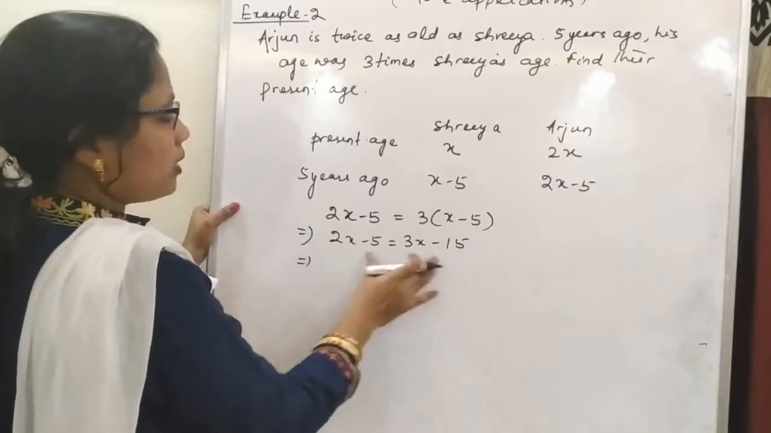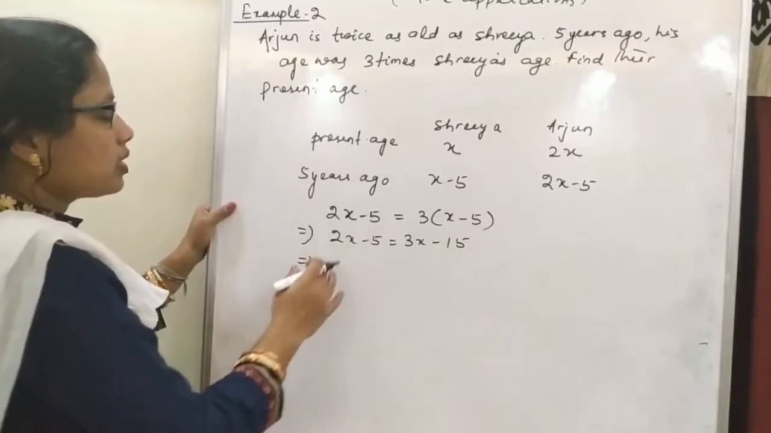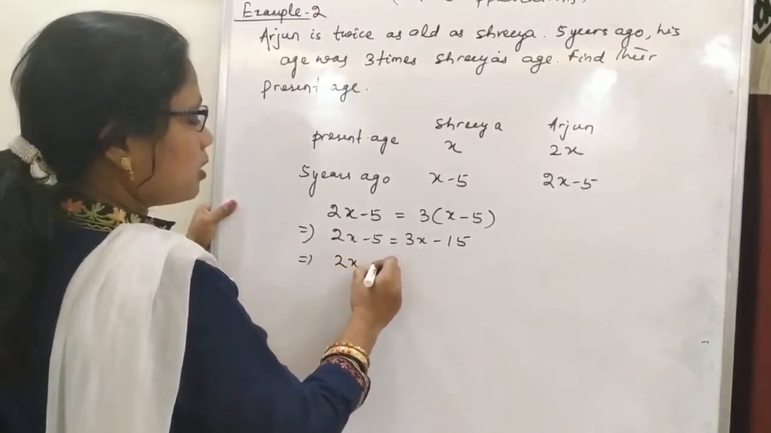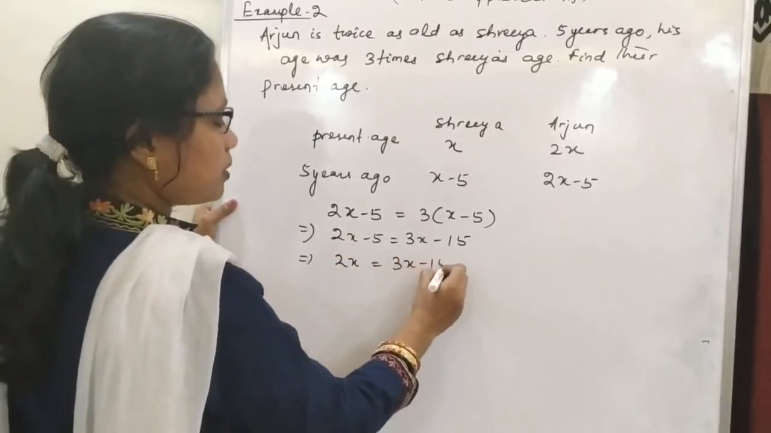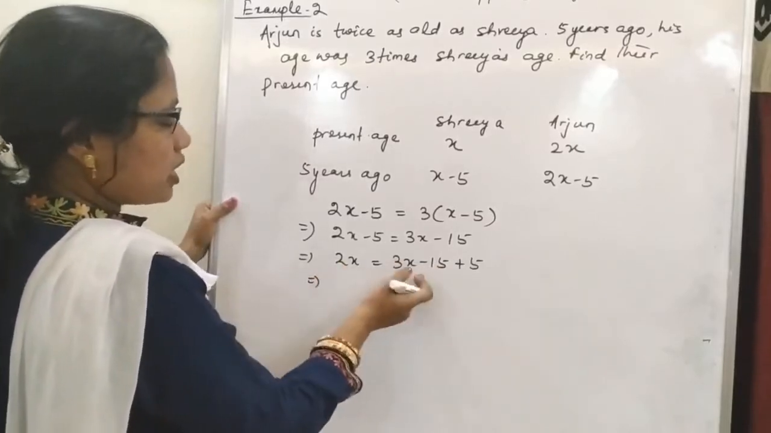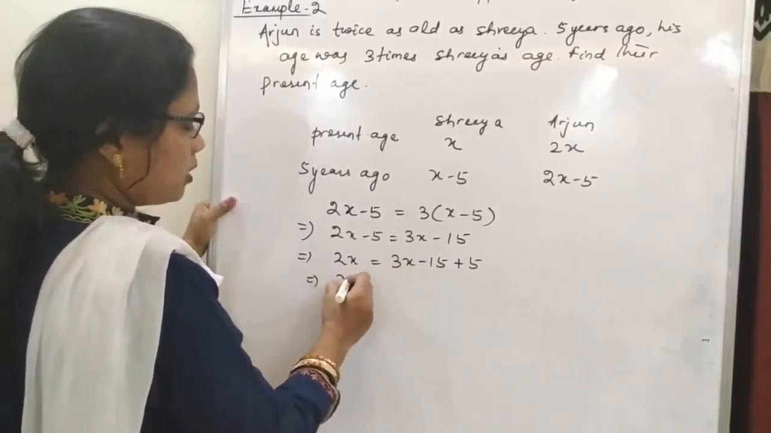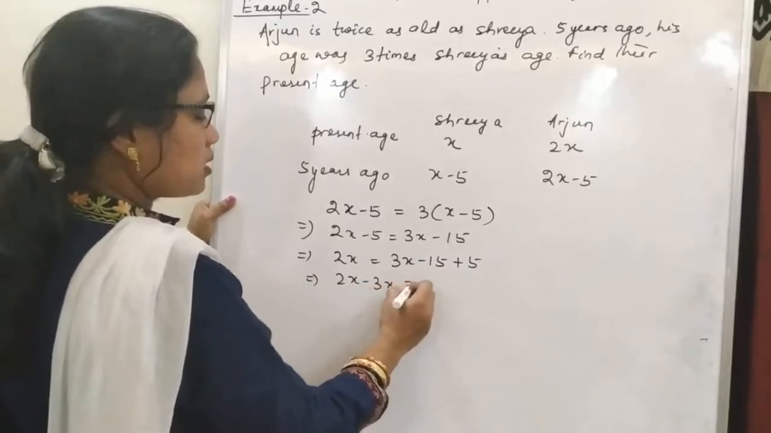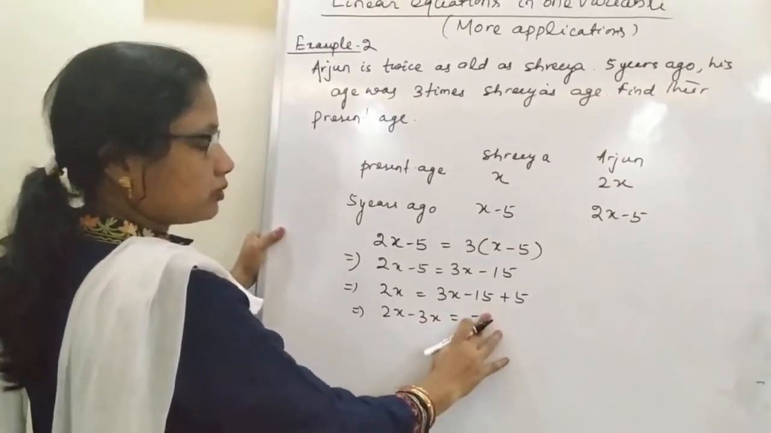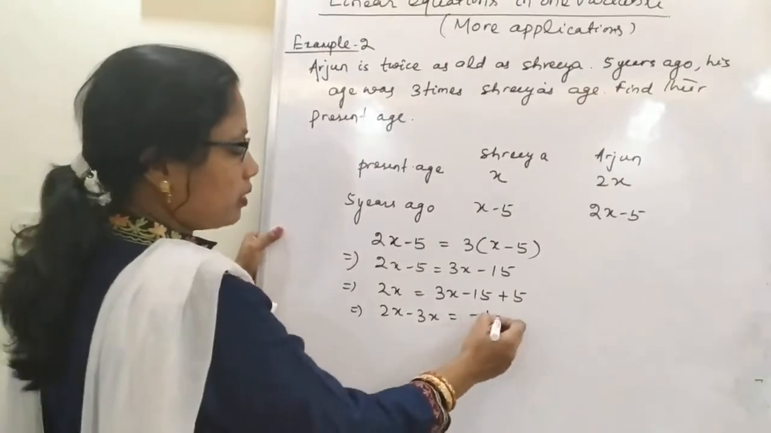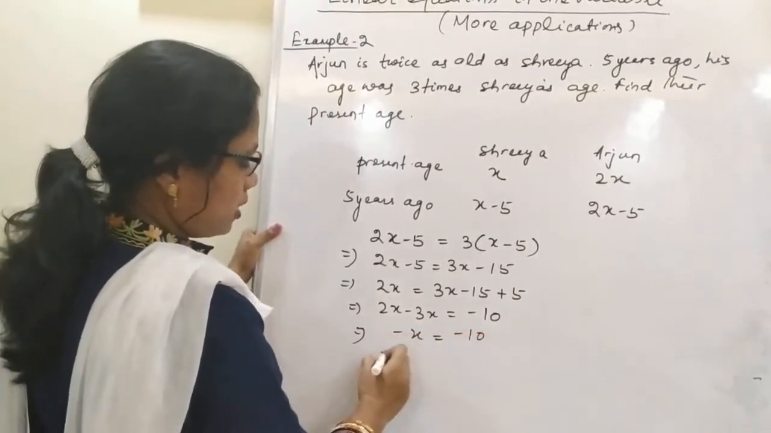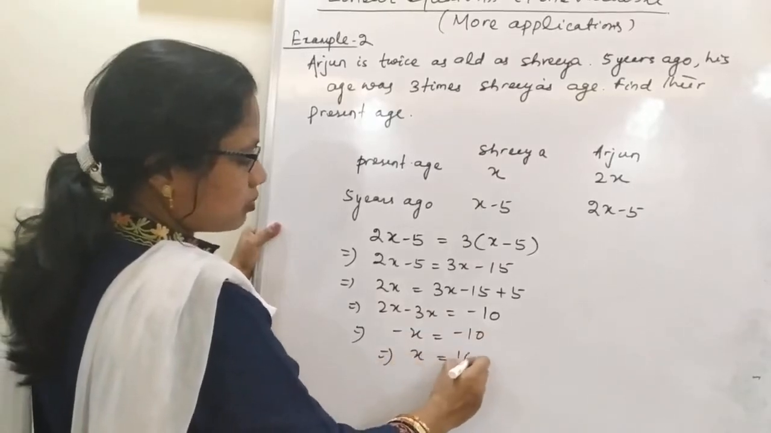So here the variable is present on both sides. So we have to solve like this. 2x is equal to 3x minus 15 plus 5. Then you transpose 3x to the left hand side. 2x minus 3x is equal to minus 10. So this implies minus x is equal to minus 10. So this implies x is equal to 10.